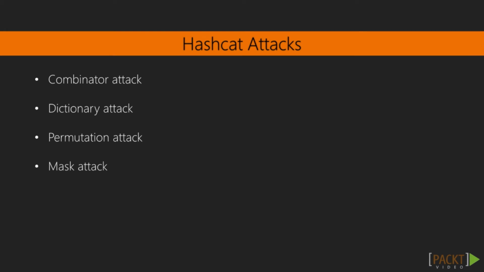So these are the available Hashcat attacks that I would use commonly. There are many more available to you, but these are the common ones that I would use. They are the combinator attack, the dictionary attack, and the permutation attack, as well as the mask attack.